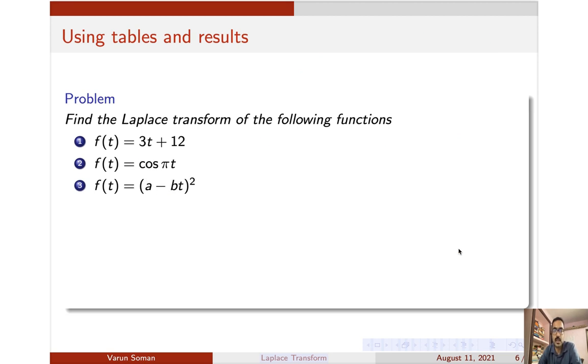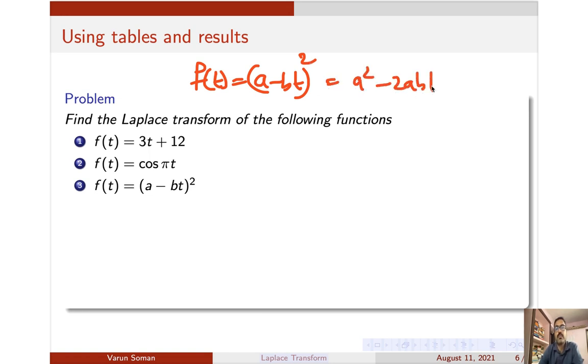So similarly, one more question here. f of t is equal to (a minus bt) the whole square. How will you do that? Just think. It's a very simple thing. What I will do is the basic instinct here: I'll just square it. When I square, I'll get a square minus 2abt plus b square t square. Now I need to find the transform L of f of t, so I need to find the transform of this one.